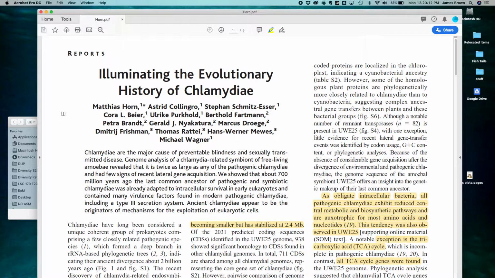All right, so here's the paper. Illuminating the Evolutionary History of Chlamydia. This is also a genome sequencing project. But when you read the paper, you might not realize that they did all that work. All the sequencing data is in the supplementary information.